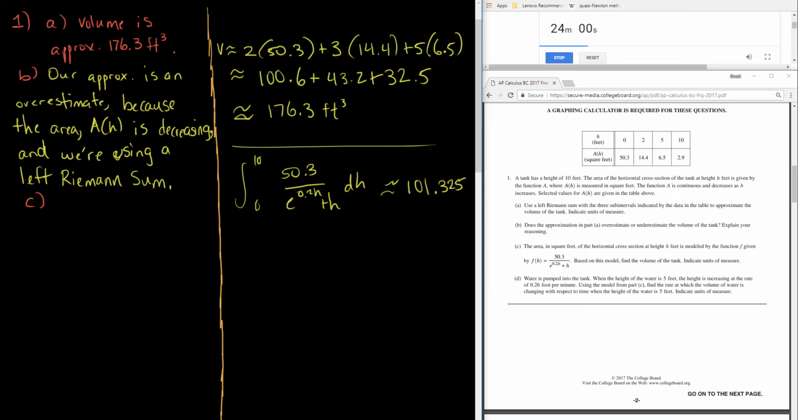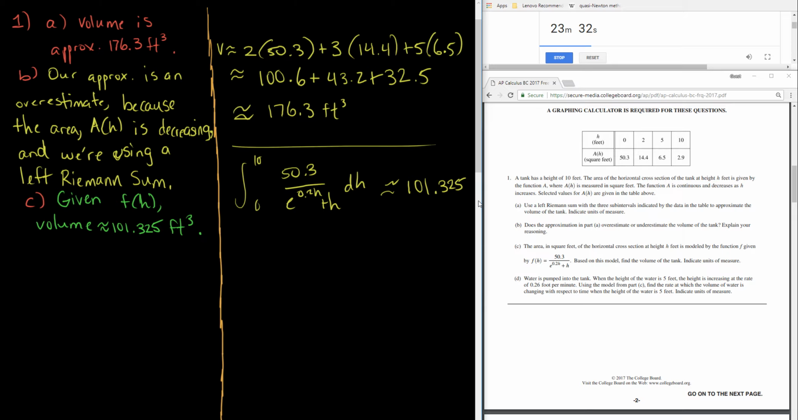So, let's write this in. Maybe yet another new color. So, given f of h, volume approximately equals 101.325 feet cubed. Okay, perfect.